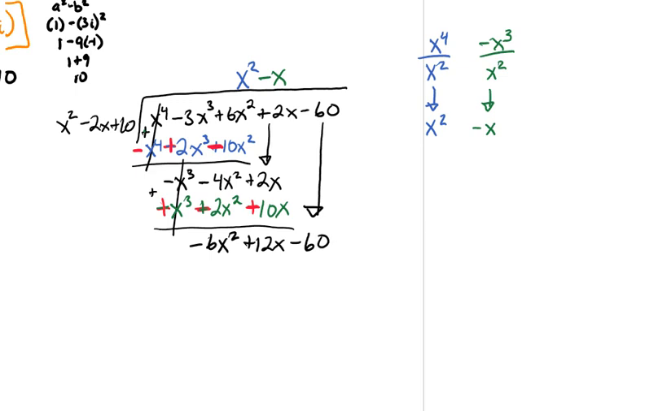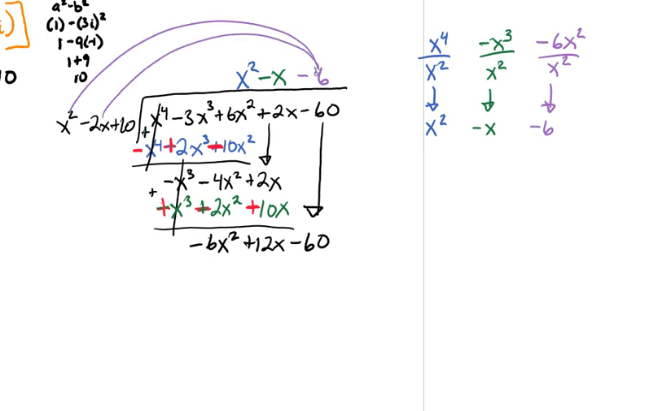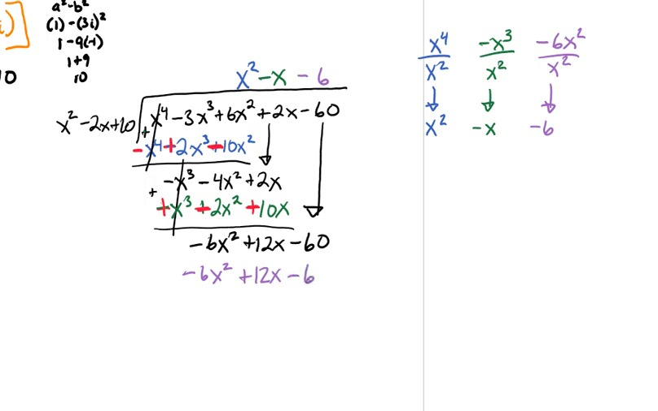And now we're going to take our negative 6x squared and divide it by x squared, and we're going to get a negative 6. And so we're going to multiply that to all three pieces as well. So negative 6 times x squared is a negative 6x squared. Negative 6 times negative 2 is a positive 12x. And negative 6 times 10 is a negative 60.